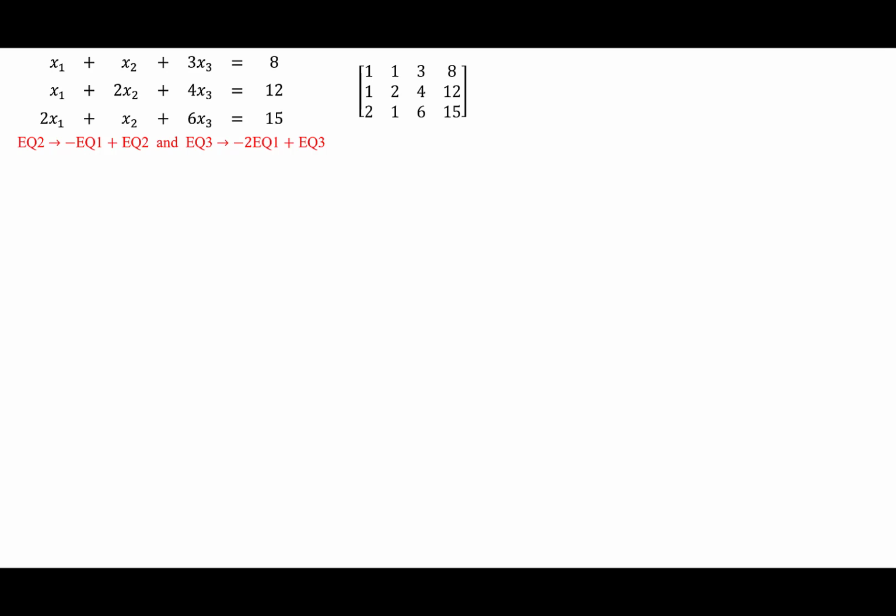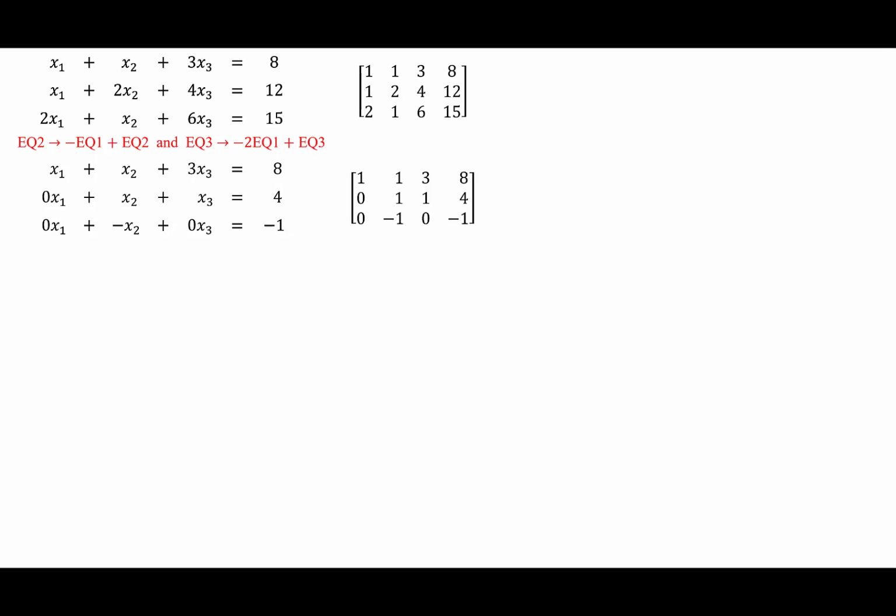And for equation 3, if I do negative 2 times equation 1 plus equation 3, I'll also eliminate that x1 from the third equation. So this is the new system we get and the corresponding augmented matrix. All right. So maybe it'd be a good spot to pause the video and just study why that is the new system. And notice it's a simpler system because I've eliminated x1 in equations 2 and 3.